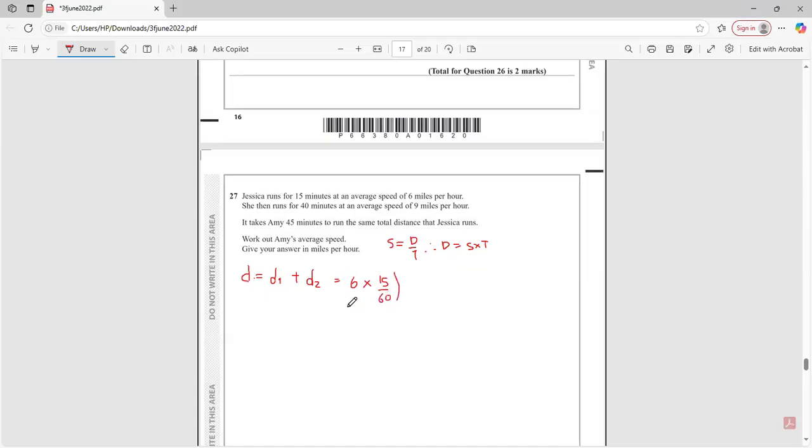Put this in bracket because I think we'll come back to handle it. Plus D2 is 9 miles per hour. So that's going to be 9, that's the speed, times, don't forget to convert that other guy to hours too. 40 minutes to hours. That would be 40 divided by 60, because we all know that 60 minutes makes 1 hour.